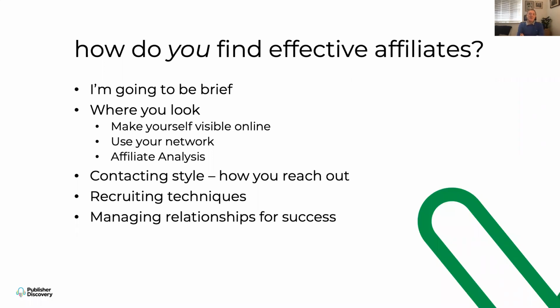But here's what we'll look at. We're going to have a look at making your program visible online, using your network and all those resources, and actually using affiliate analysis and your competitor analysis to understand what's going on. But then once you've done that and achieved a set of affiliates that you want to work with, what's your contacting style, how you reach out, look at those recruiting techniques you have and how those and the management of the affiliate relationships lead to success and improve return on investment.